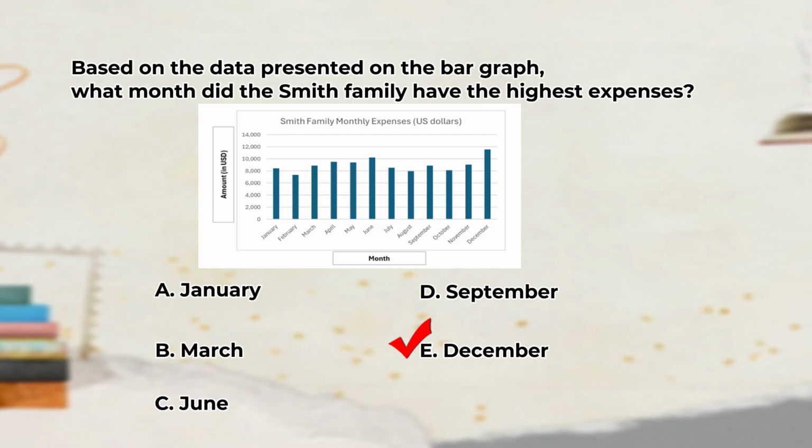First, look at the bars representing each month on the graph. Next, compare the heights of the bars. The taller the bar, the higher the expenses for that month. Identify which bar is the tallest. This will correspond to the month with the highest expenses. Lastly, check the label under the tallest bar to see which month it represents. Therefore, the Smith family had the highest expenses in December.